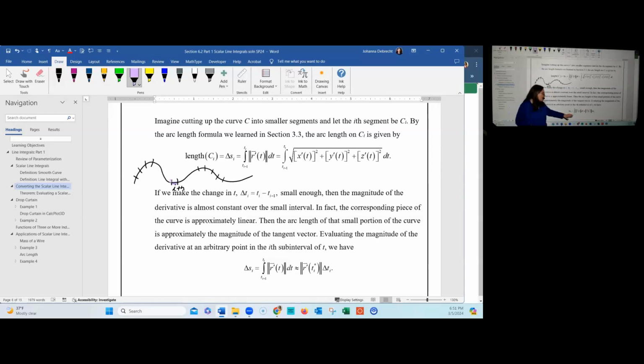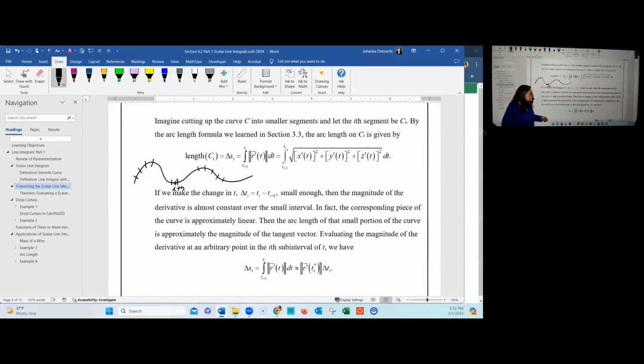So we can say that the magnitude of the derivative of the parameterization is approximately equal to the magnitude of the derivative at a particular point in that subsection multiplied by delta t sub i. In other words, I'm going to pick a point in that little subsection, and I'm going to call that point right there my t sub i star, P sub i star.